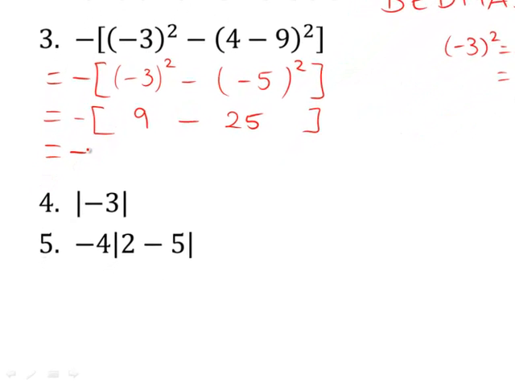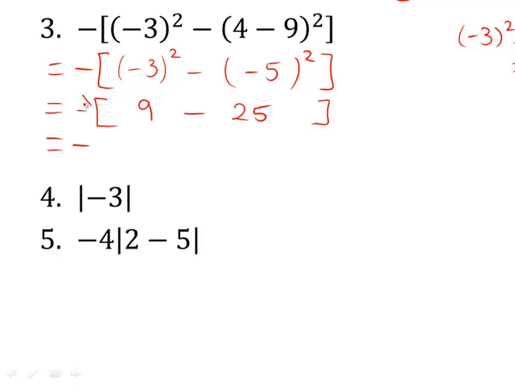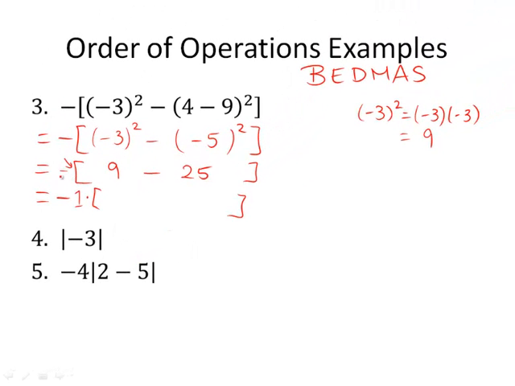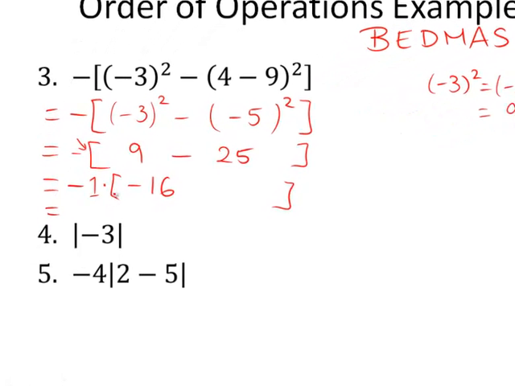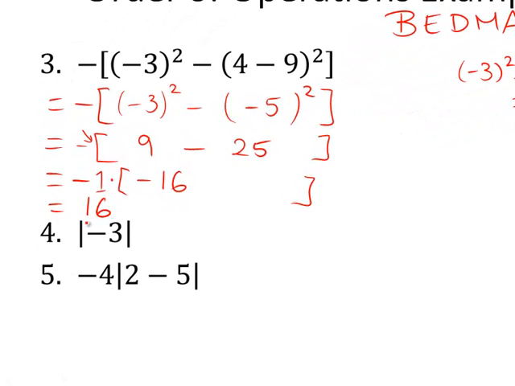Now we take a look, we got negative, and really when there's no number here, it actually means a little negative 1 times the rest of this. That's another default. So if there's no number in front of the bracket, it actually means times 1, because multiplying by 1 doesn't do anything, so they don't usually write it. 9 minus 25 is negative 16. That's completing the bracket. So now we just have to multiply negative 1 times negative 16, which is positive 16.